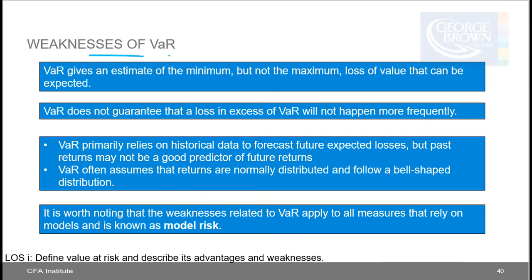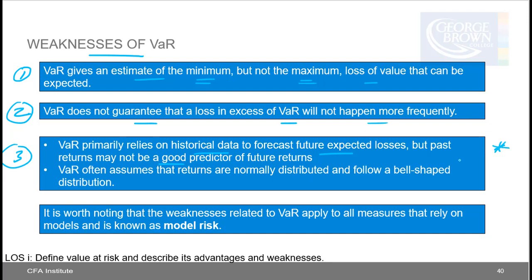Okay, some of the weaknesses of VAR, value at risk, to be aware of. Number one, VAR gives an estimate of the minimum, but not the maximum loss of value that could be expected. Number two, value at risk does not guarantee that a loss in excess of the VAR will not happen more frequently. Number three, VAR primarily relies on historical data to forecast future expected losses, but past returns may not be a good predictor of future returns.